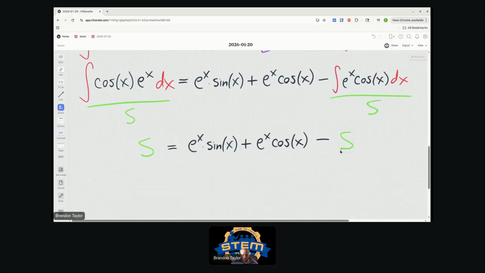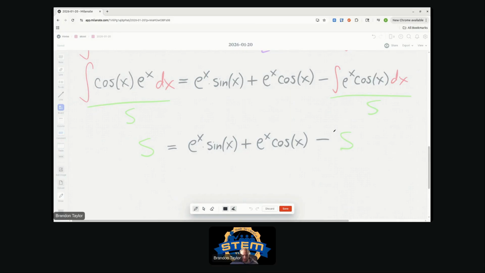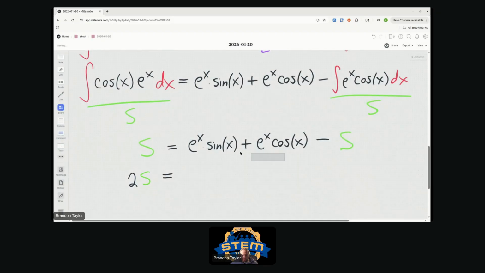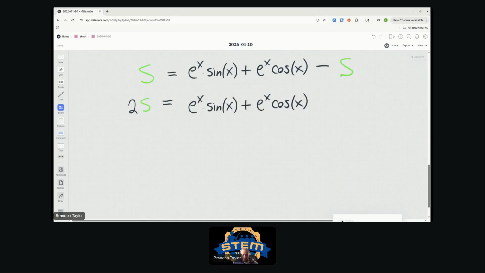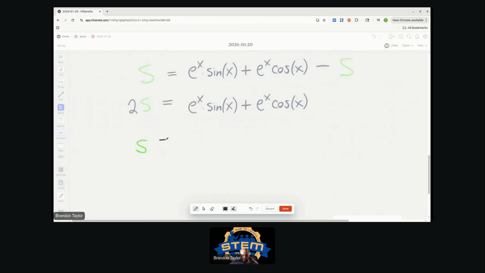So how would you do this? How would you solve for S? Basically, you just add it to both sides, so you get 2 times S equals that, and then you just divide by 2 to solve for S. So S would have to equal 1/2 of all this stuff. So 1/2 e to the x sine of x plus 1/2 e to the x cosine of x. And then don't forget your plus C here.